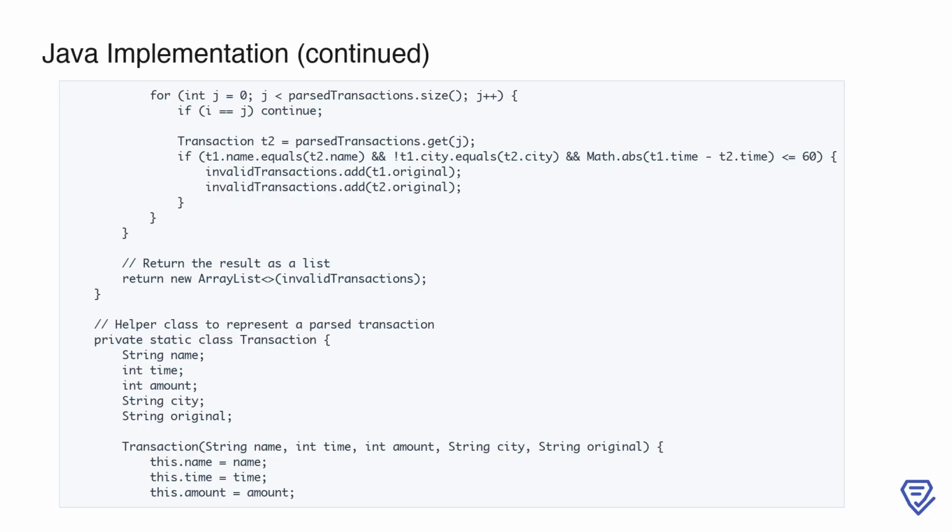Once all pairs of transactions have been processed, we proceed to convert the set of invalid transactions into a list, which is the required output format. This ensures the result is returned in a form that matches the problem's expectations.